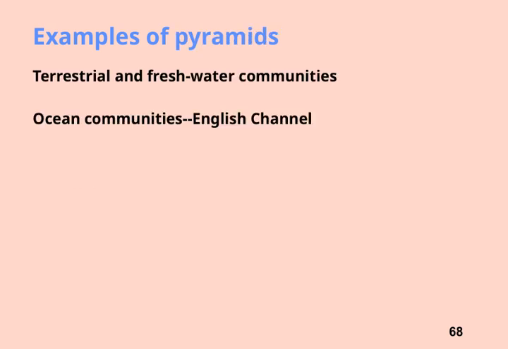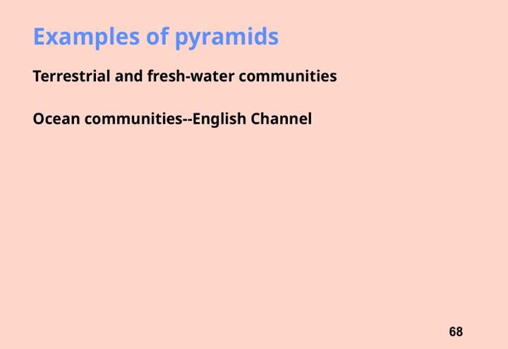Now, let's look at some examples of pyramids in different ecosystems. First, we'll consider terrestrial and freshwater communities, which are foundational to understanding energy flow and biomass distribution on land and in freshwater systems. Moving on to ocean communities, specifically the English Channel, we see how marine ecosystems also follow similar pyramid structures, but with their unique dynamics.